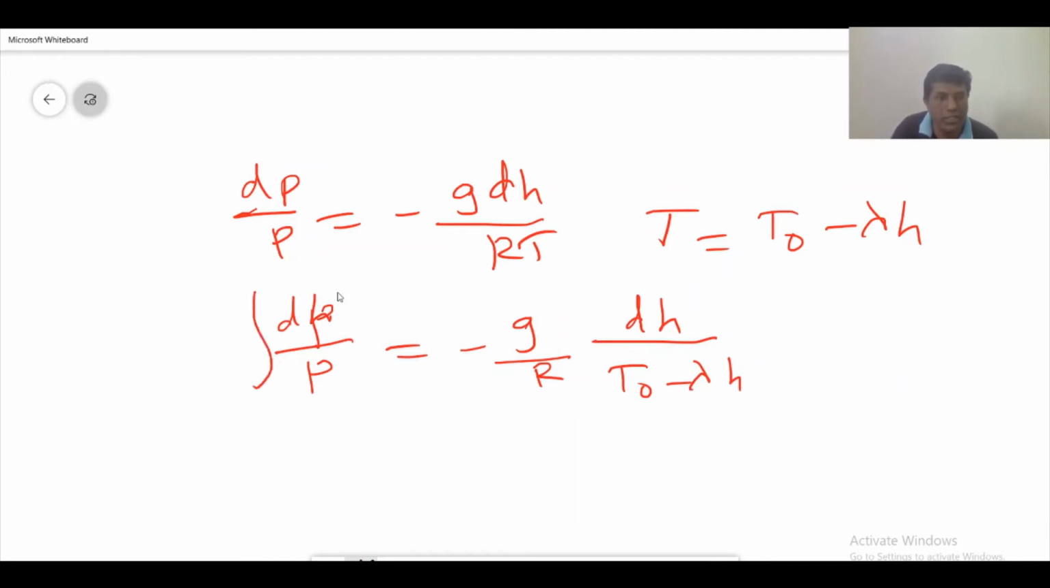Let us integrate on both sides, with respect to the lower limit and upper limit. The lower limit will be 0, because our pressure is P naught, the pressure at sea level, and up to the pressure at 11 kilometers. Similarly, h will be 0 and h equal to 11 kilometers. So this will be the limit, and within this limit we need to integrate.